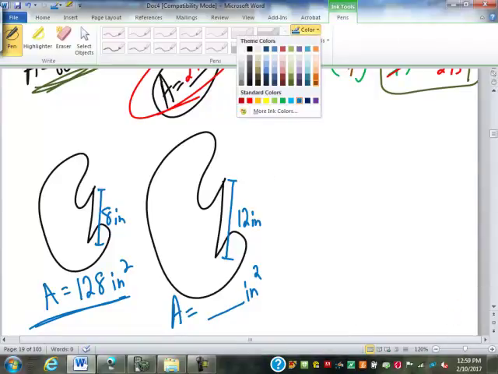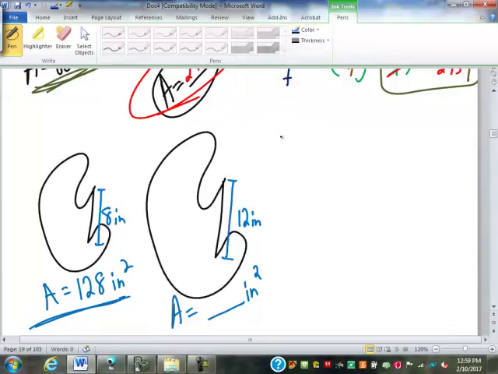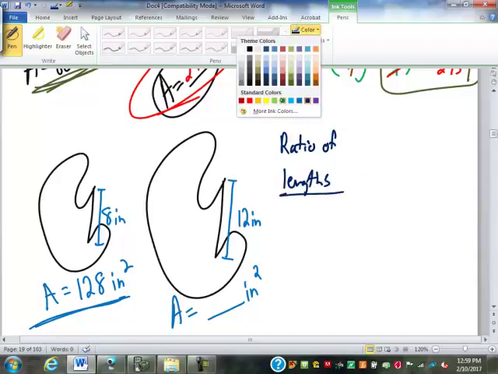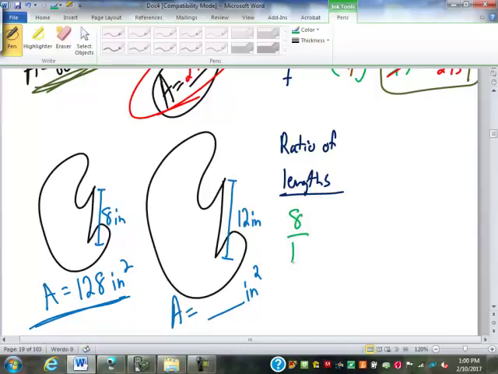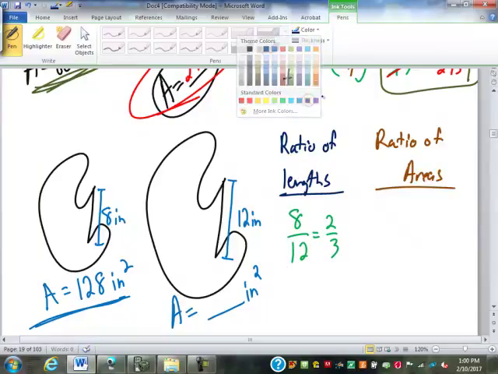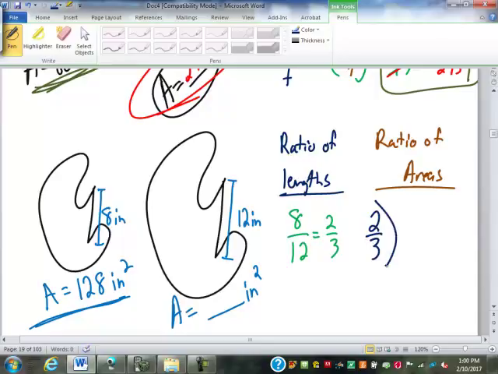Okay, so we have our ratio of lengths, which is going to be 8 to 12, which I'm going to reduce to 2 out of 3. Ratio of areas, take that 2/3 and we're going to do what to it? Square it. 2 squared is 4, 3 squared is 9. So yes, 4/9.